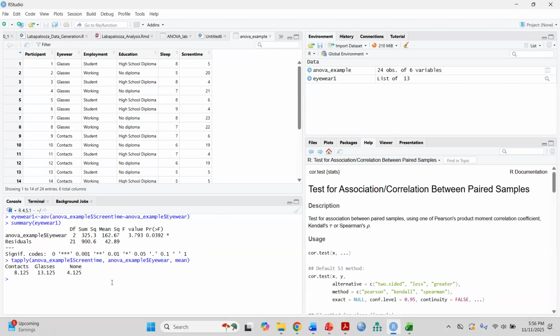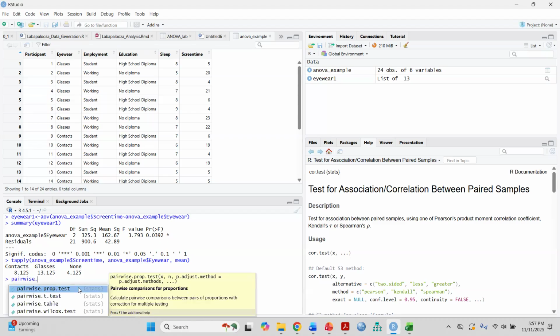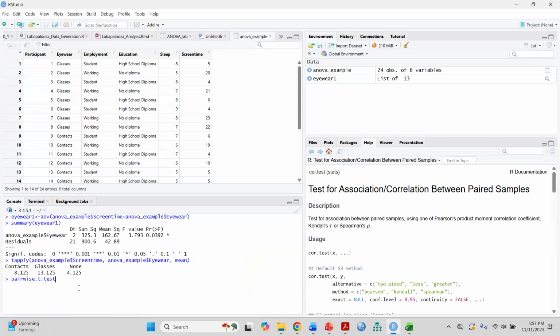But anyways, all that to say, we've got these group means. We know because of the omnibus that at least two of them are different, maybe more, but we don't know which ones, so we have to follow it up. So you're going to type in pairwise.t.test, because what we're doing is essentially making a bunch of independent t-tests now, because you could do an independent t-test between contacts and glasses, contacts and neither, or glasses and neither, right? So we're going to do that basically.